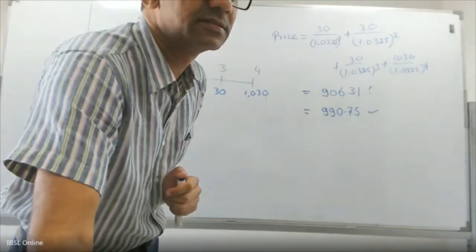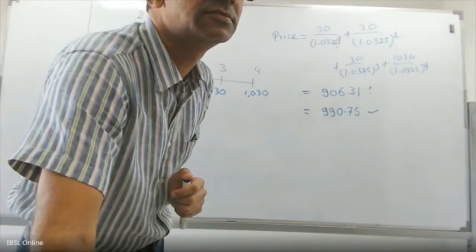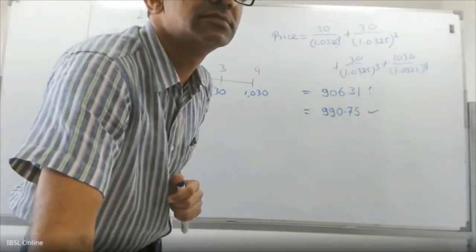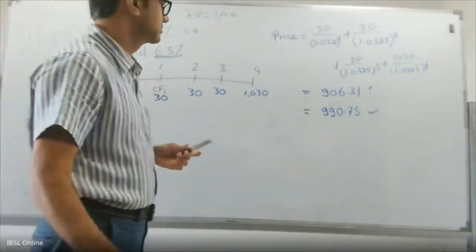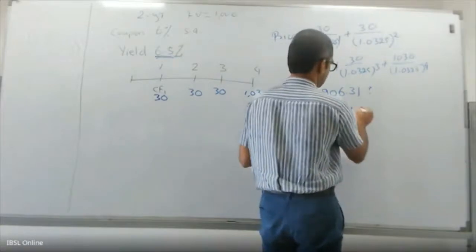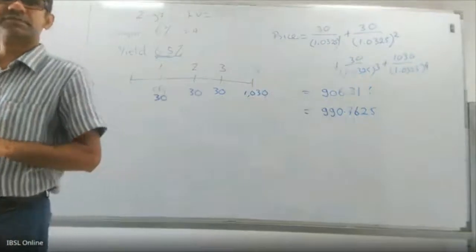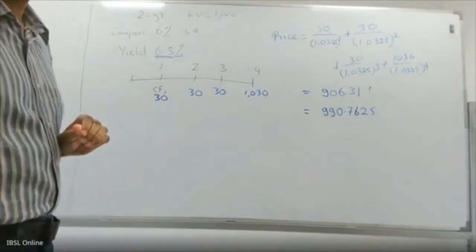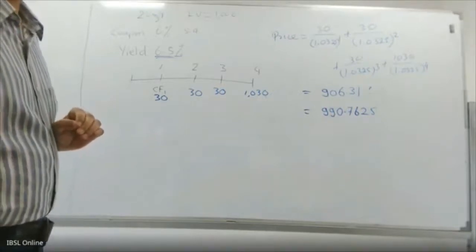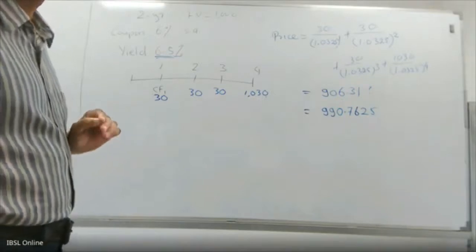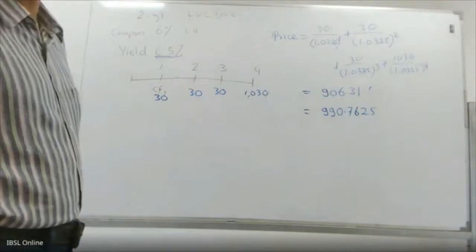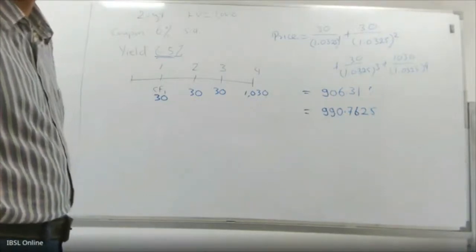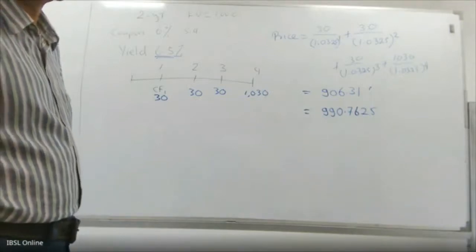So, others, have you got the same answer? It should be 997.7625. So in this type of calculation, better to calculate the price for at least 4 decimal places. Because this is 4,000. When it comes to millions or billions, you might see the difference.